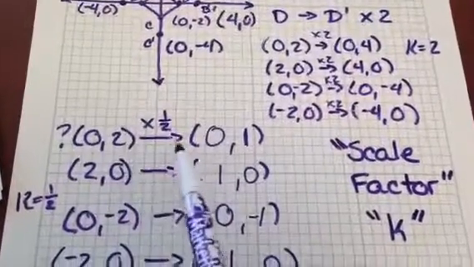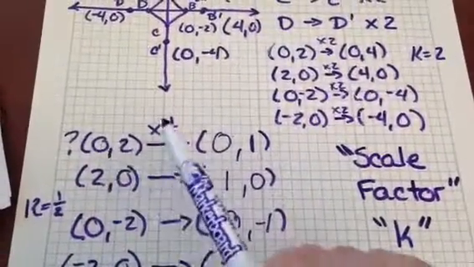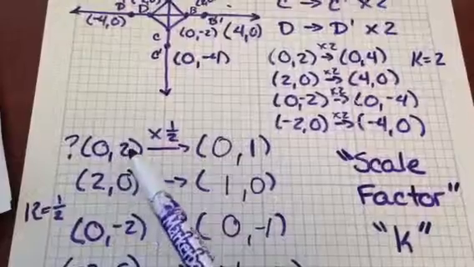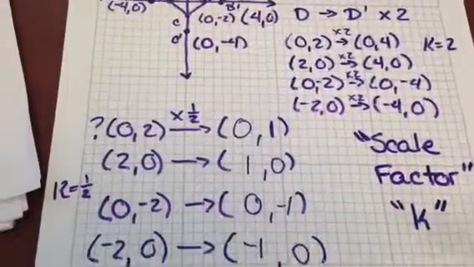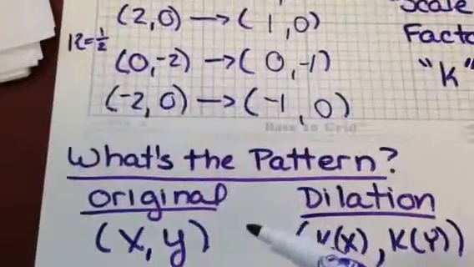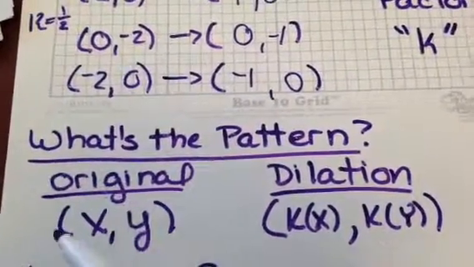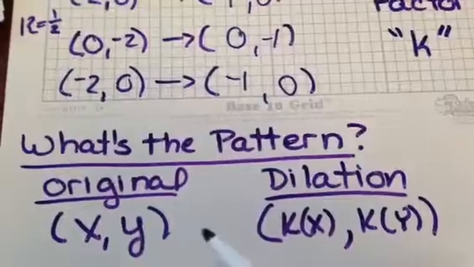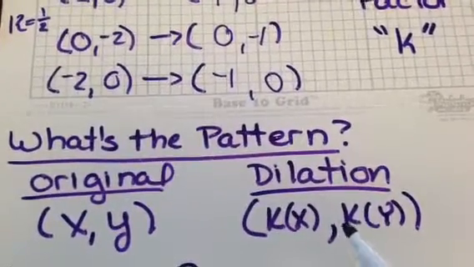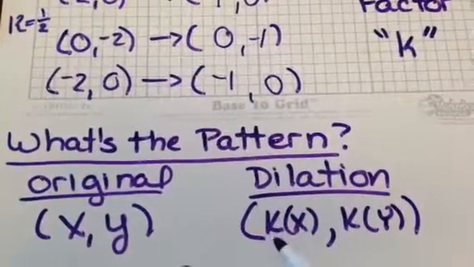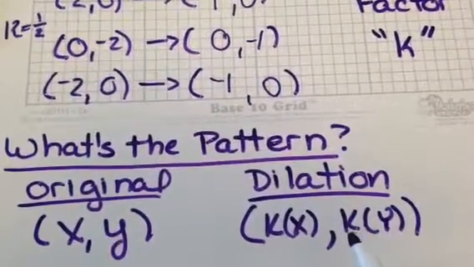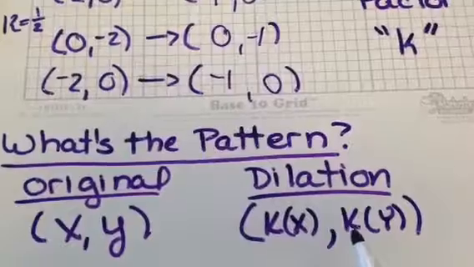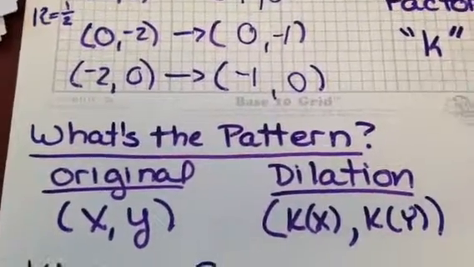They did the same thing over here with a half. 0 times a half is going to be 0, but 2 times 1/2 is 1. So for every time I dilated, I followed this pattern. I took my original x and y, and the dilation point is going to be the scale factor k times whatever that x was, and then the y component is the scale factor k times whatever the y component was.